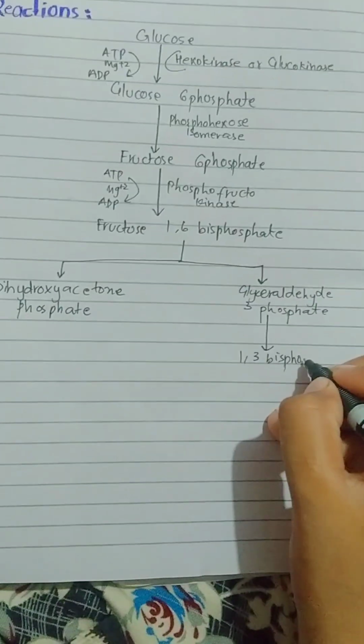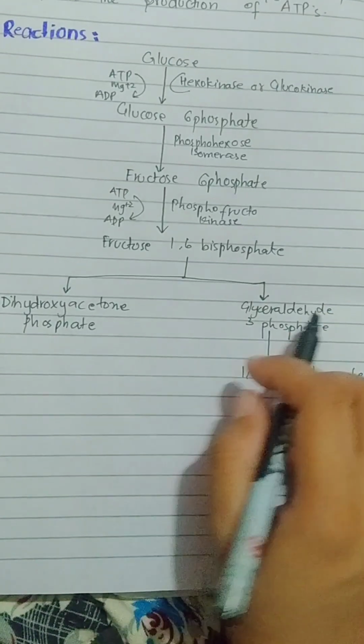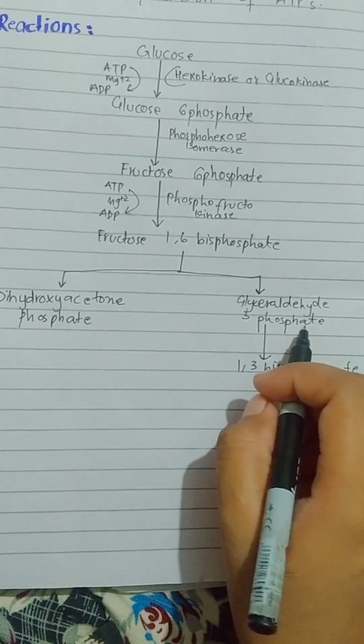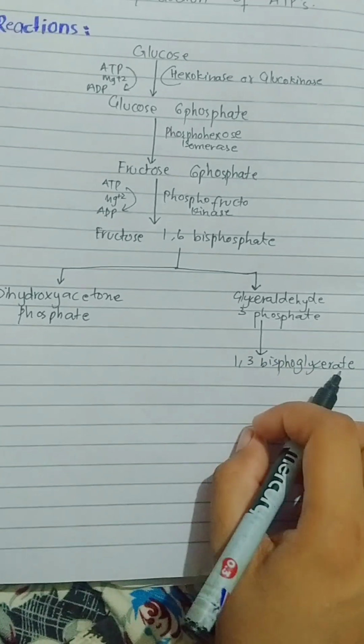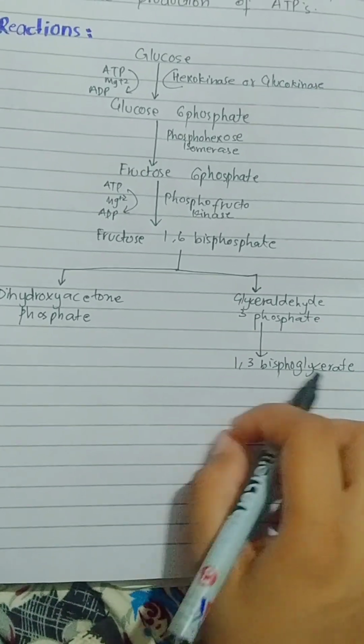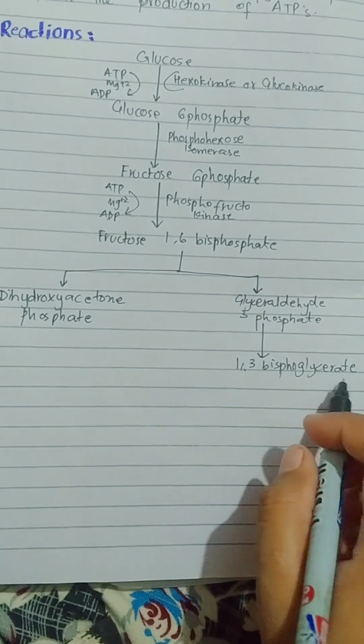Glyceraldehyde 3-phosphate converts into 1,3-bisphosphoglycerate. In the previous glyceraldehyde 3-phosphate, the phosphate group is attached to carbon number 3, but in 1,3-bisphosphoglycerate, 2 phosphate groups are attached, at carbon number 1 and at carbon number 3. That's why it is called 1,3-bisphosphoglycerate.